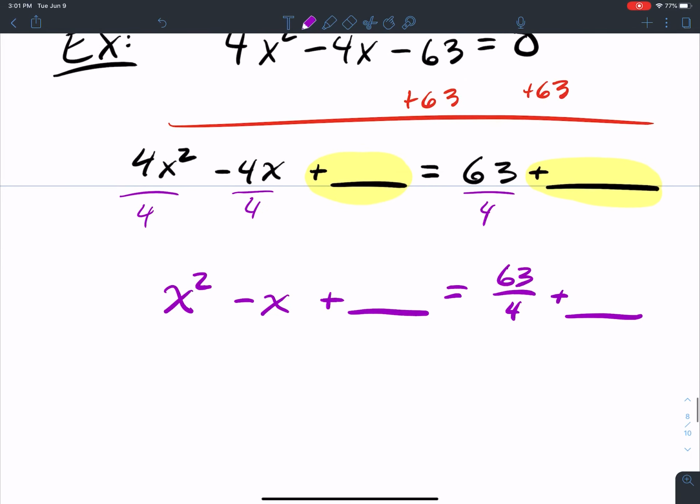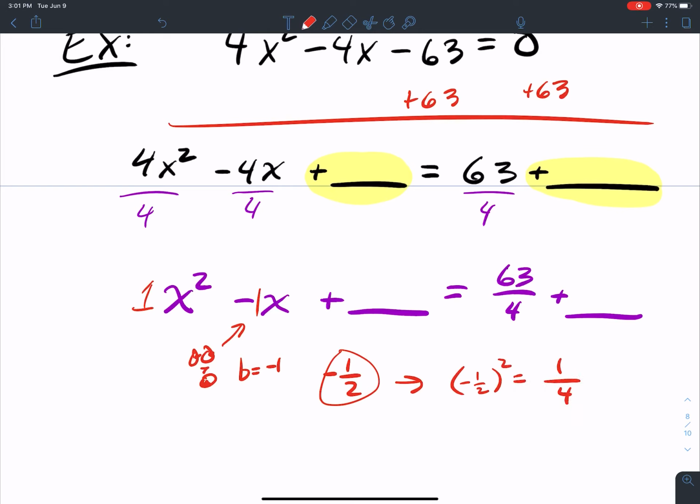Okay? So now that a is 1, I can look at the b term. So the b term is negative 1. I'm going to half it. So I'm going to take negative 1 and half it. So that's negative a half. And then I square it. Negative 1/2 squared equals negative 1/2 times negative 1/2, which is positive 1/4. This is what goes up in my parentheses here.